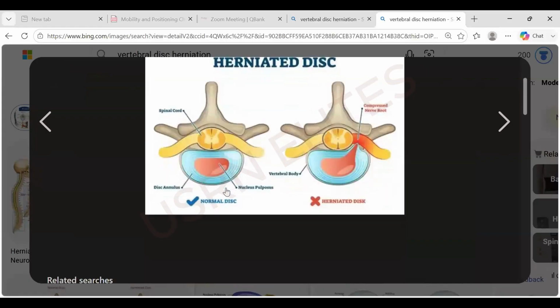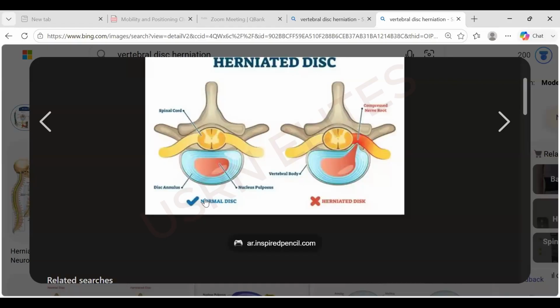So with the vertebral disc, this is what we are going to talk about. As you can see, there's a bone here. This one is the spinal cord, and this one the disc. And there's fluid here that cushions it. And then another bone comes down.